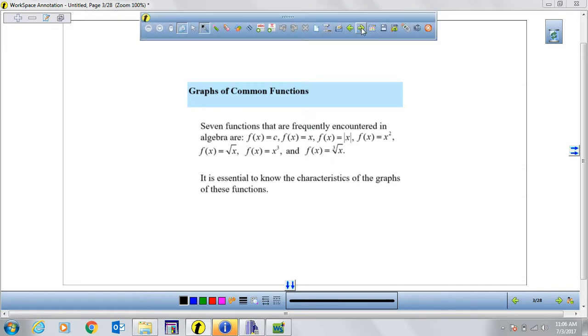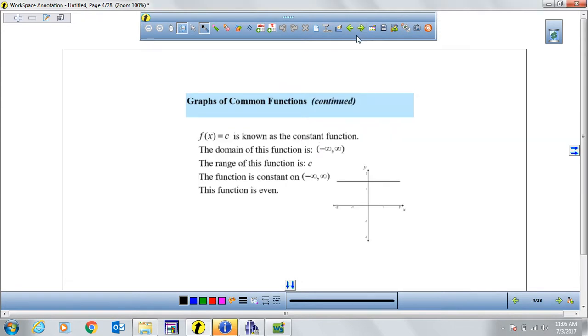Now, there were a lot of attributes that we covered from sections 2.2 and 2.1, such as the following: domain, range, if it's even, odd, or neither, and if it's increasing, decreasing, or constant. So we covered those kinds of things. Now, the function f of x equals c. C is just a number. That is represented by a constant function. Now, the graph of that is going to be a horizontal line.